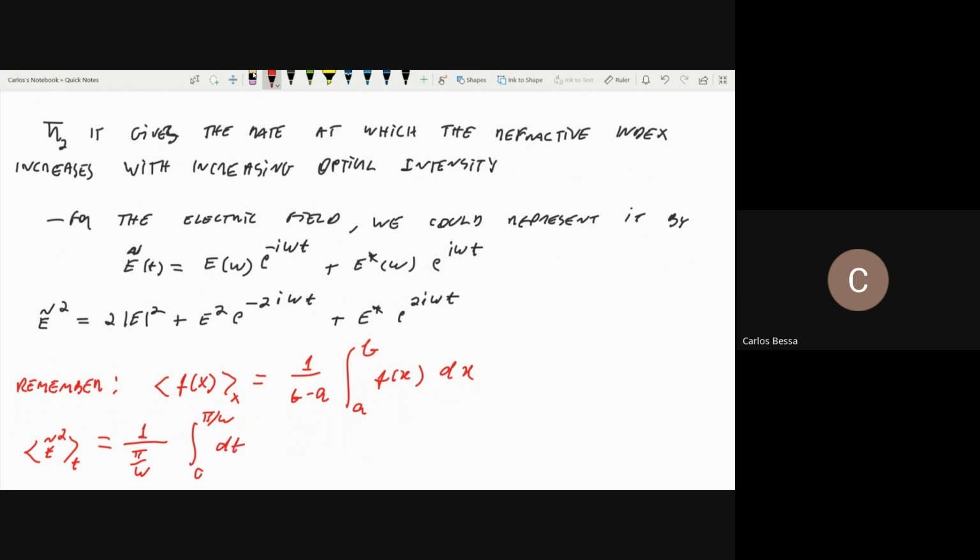The E squared in this expression here, in this case, is this expression: 2E E conjugate plus E squared exponential minus 2i omega t plus E conjugate squared exponential 2i omega t. Okay.